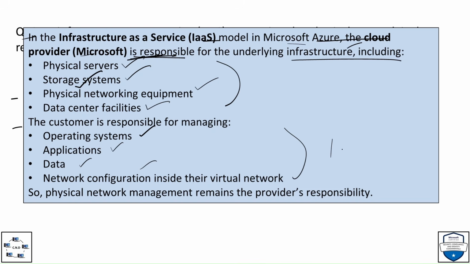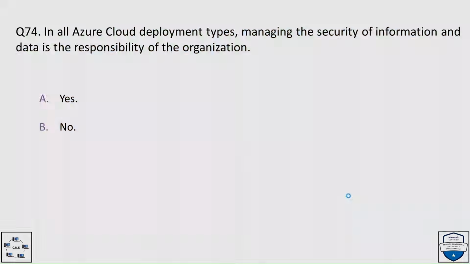So we are talking about infrastructure as a service. If it was, in our previous example, software as a service, then the operating system is also the responsibility of the cloud provider. So physical network management remains the provider's responsibility.